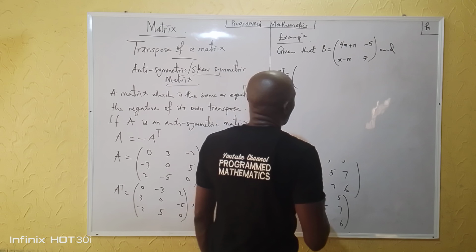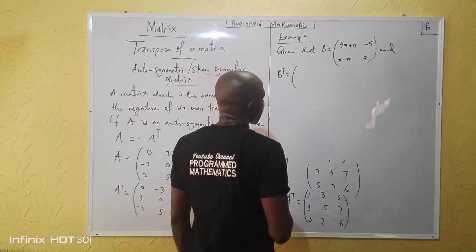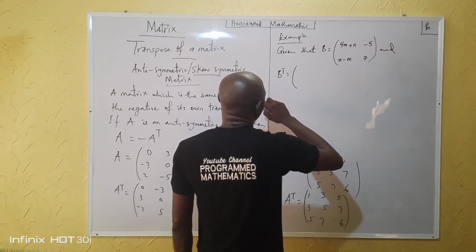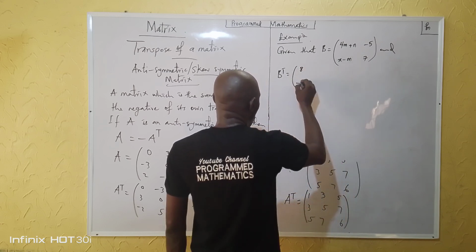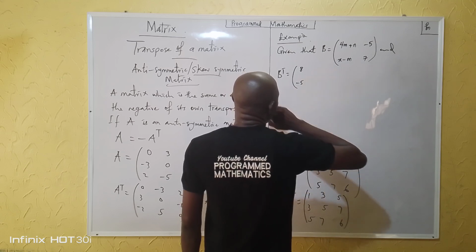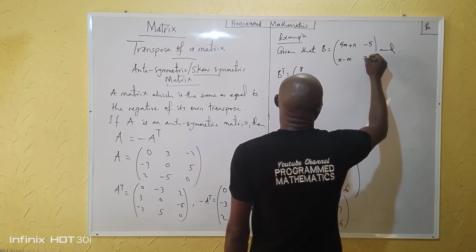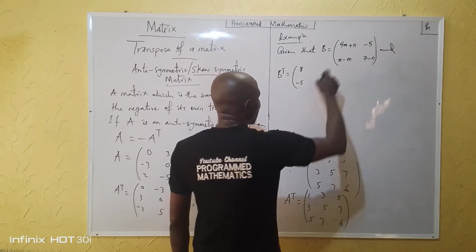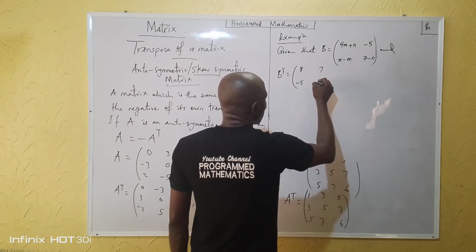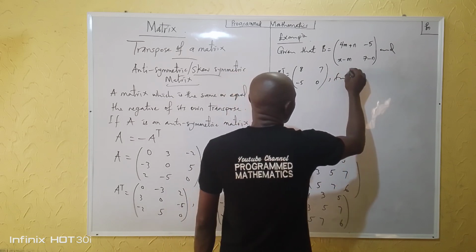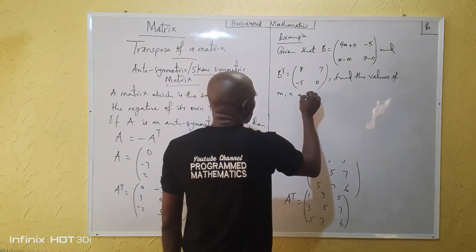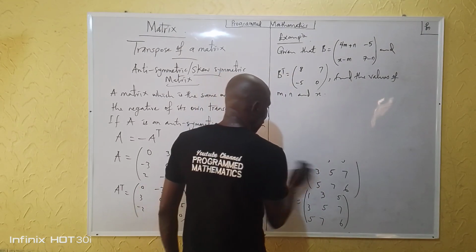Given B and B transpose as 8, minus 5, 7, minus n, and this is 7 and this is 0. So we have to find the values of m, n, and x.